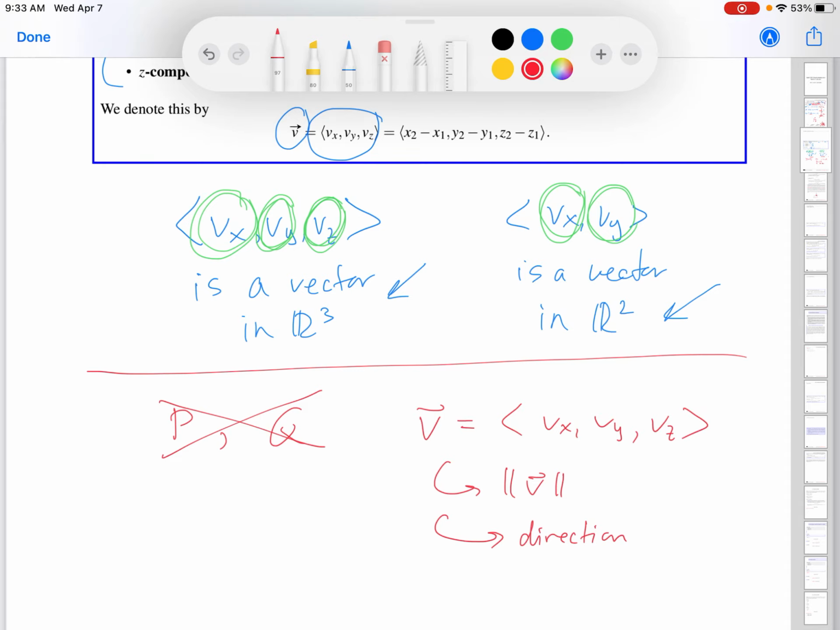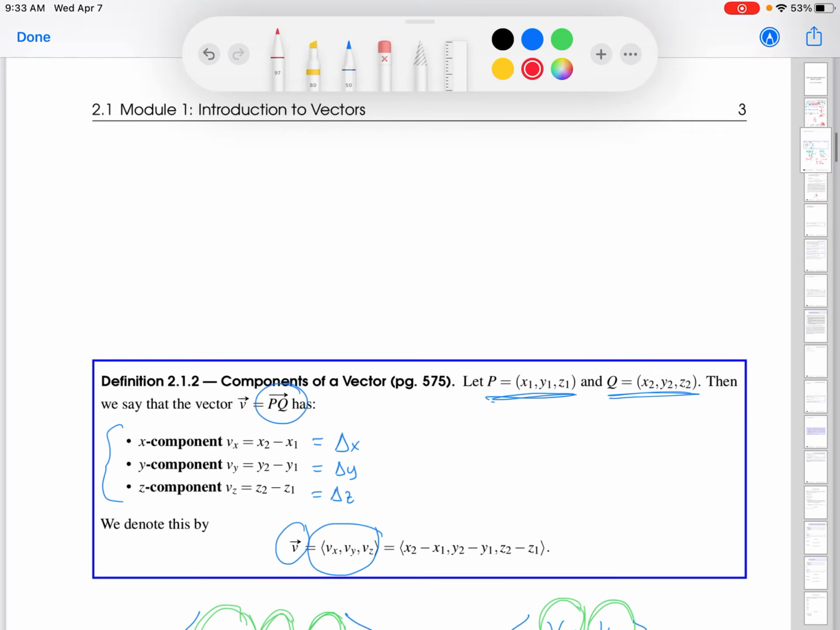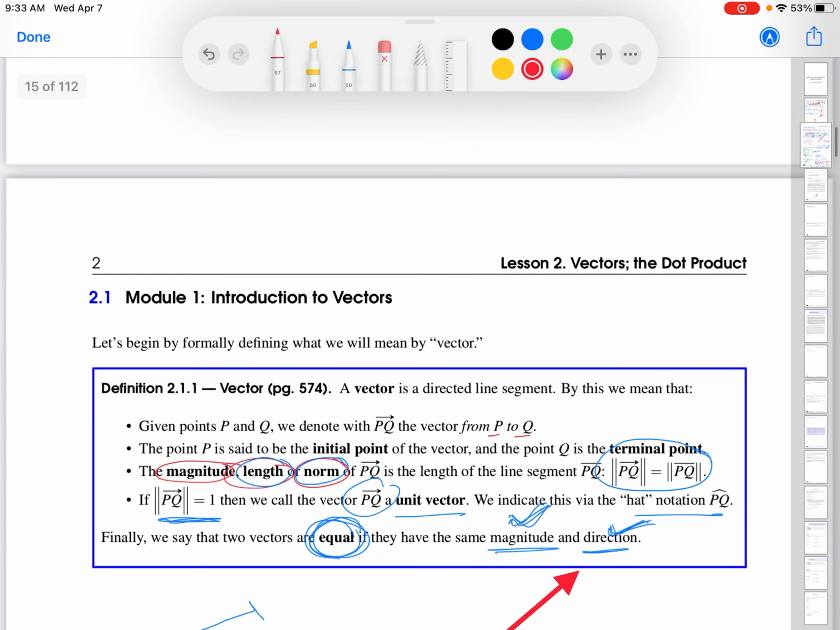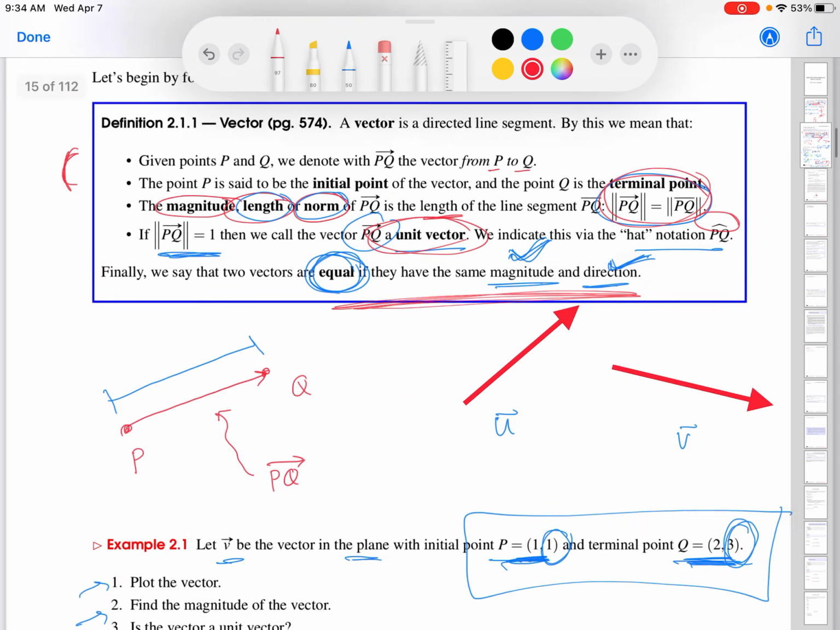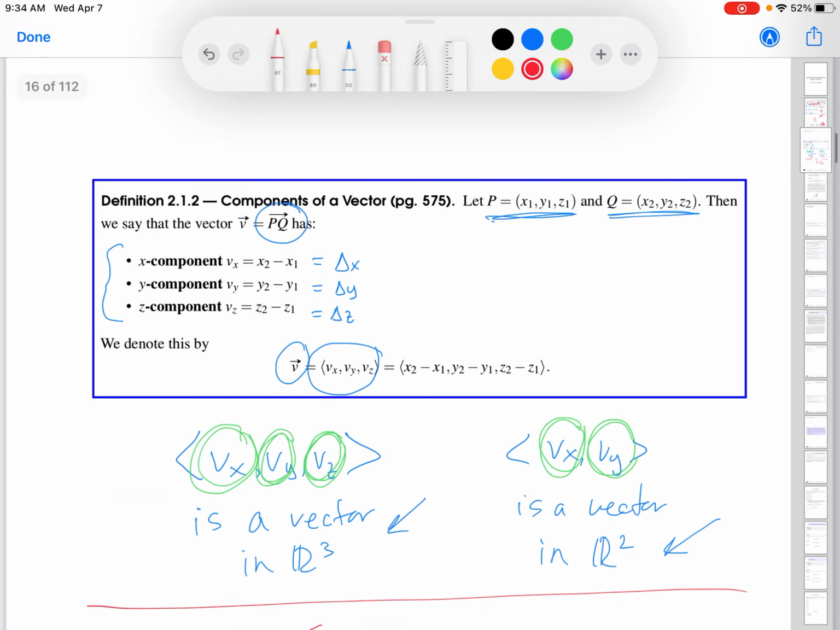Okay, so this is all I want to do for the first module. So a quick recap. From here on out, parts of this definition will remain. We are still talking about the norm of a vector, and that's a length. We're still talking about unit vectors with a special hat notation, and we still have a notion of equality of vectors. We have kind of been able to get rid of the notion of needing an initial and a terminal point to define a vector. That may still be useful in certain contexts, so we won't get rid of it altogether. But we've been able to get rid of it, in a sense, by moving to the component version of a vector.